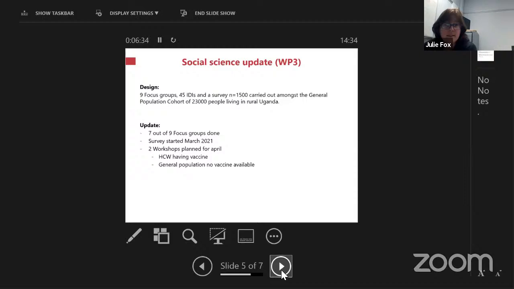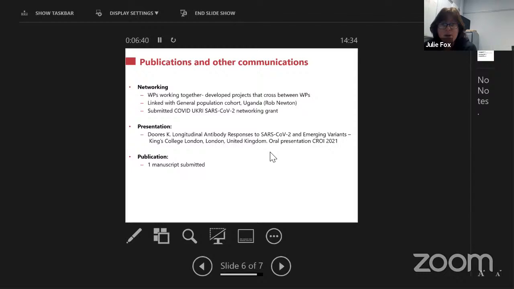So in terms of publications and comms, we've done a lot of networking. Our work packages are working very well together. Indeed, we've developed projects between the work packages, which we hadn't originally foreseen. We've linked up with the general population cohort in Uganda, and we've expanded the network and submitted a COVID networking grant to UKRI, and we should hear about that in the next few weeks. We had a presentation at CROI by Katie Dawes this year, and the manuscript for that work has been submitted for publication.